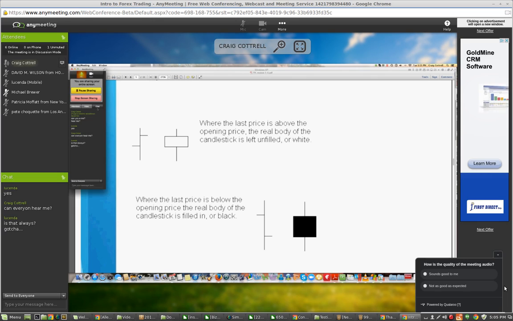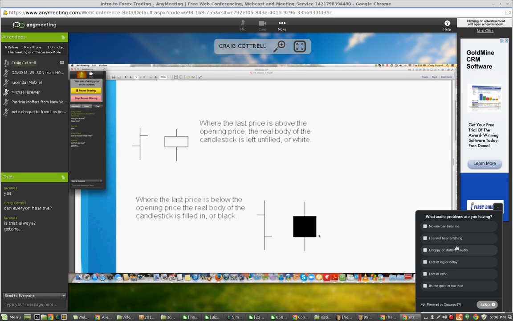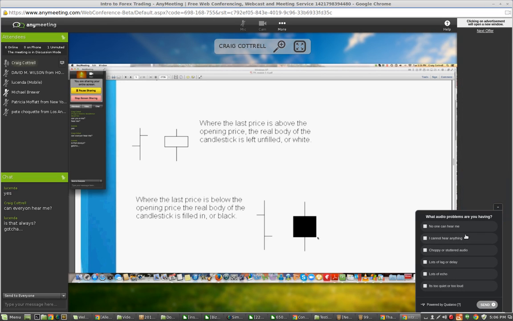Once again, if you have any questions as we go along, please ask. Yes, it is, Lucinda. That is always yes. Now, we use red and green. So green means the price closed higher than where it opened, and red means the price closed lower than where it opened.